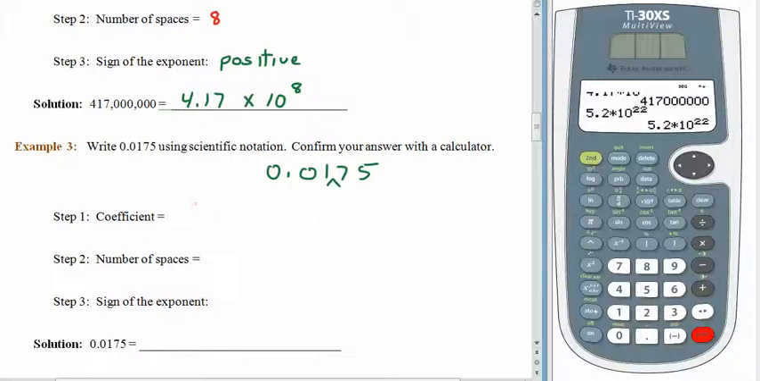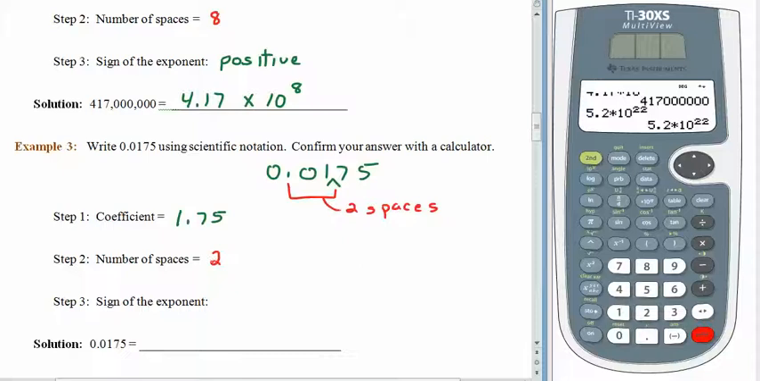So the coefficient is going to be 1.75. The number of spaces between where the decimal point was and where the decimal point is going to be is 2. We moved past the 0 and past the 1. So the exponent is going to be a 2.